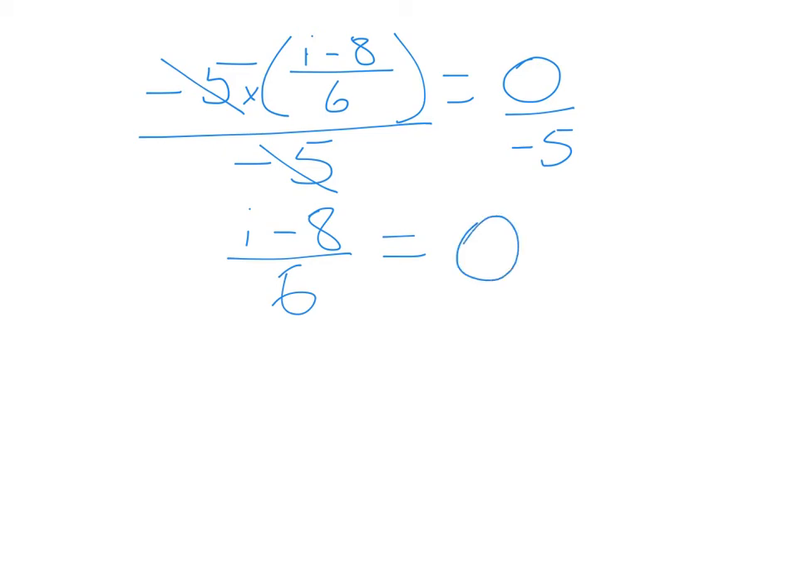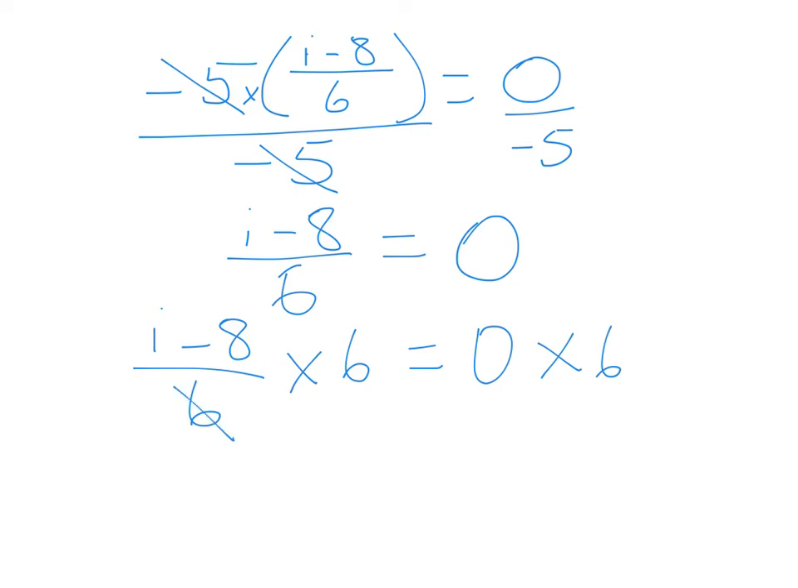Alright, we still need to get i on its own. And the easiest one to get rid of next is going to be our 6. And we're dividing, so we need to do the inverse. The inverse of divide is multiply. So we're going to go i minus 8 over 6 times 6. Whatever you do on one side, you've got to do on the other. Alright, we can cancel these out. And we're left with i minus 8. 0 times 6 is still 0.